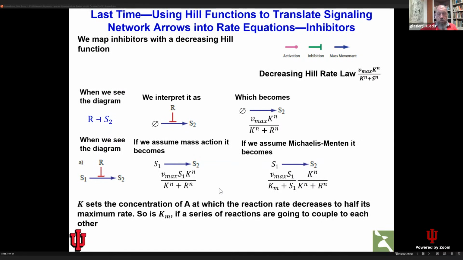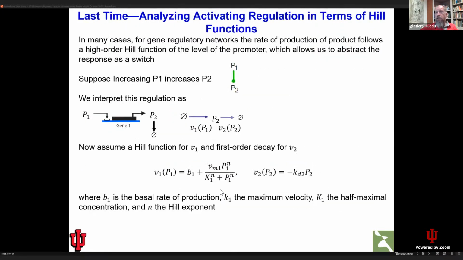I'll skip the inhibitory one because I think that's clear from this. When we start out with a gene regulatory network, we have P1 promoting P2. We interpret that as P1 turns gene 1 on, produces P2. We have to remember that P2 will decay, and so this produces two chemical reactions. Nothing goes to P2. P2 decays.